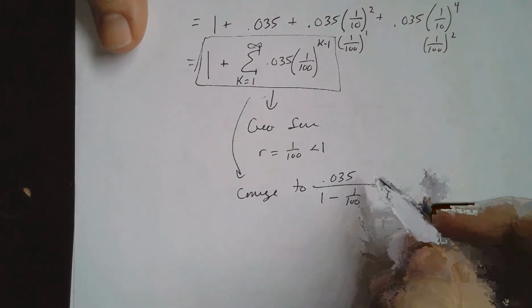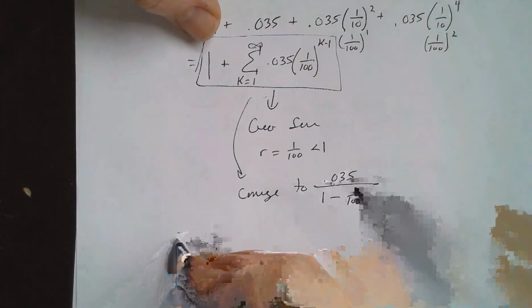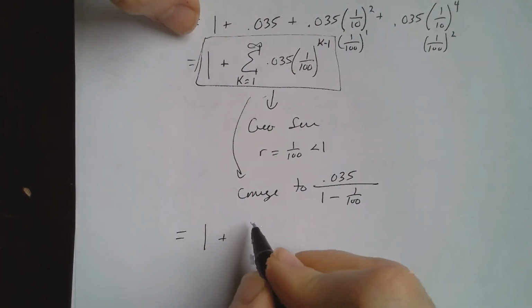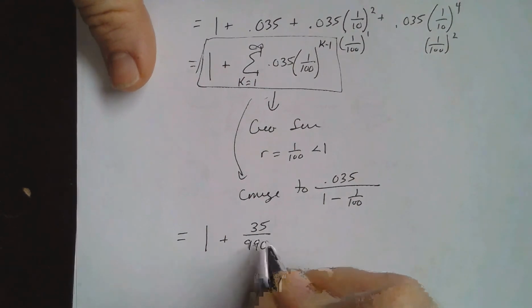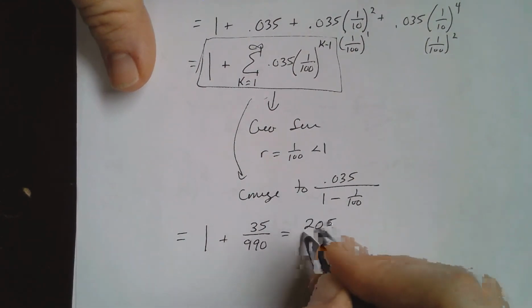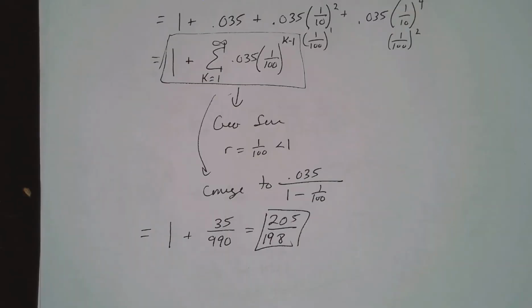Hence, if I manipulate this thing right here and then add 1 to it, again, don't forget that this thing is equal to this, so this overall number is 1 plus this 0.035 divided by all this stuff, which is actually going to be 35 over 990, which if I add these values together, I'll end up with 205 over 198. And this is the fraction that this decimal is actually equal to. Again, this is utilizing geometric series in its most appropriate form. It's important to remember that any geometric series will converge if r is absolutely less than 1 and will diverge otherwise.